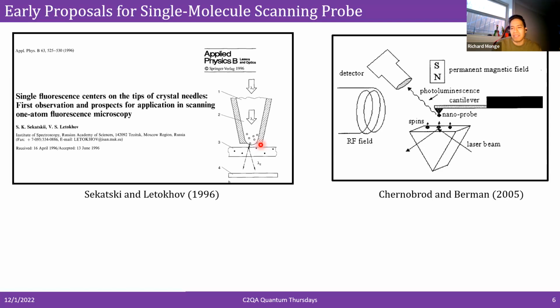But in 2005, Chernobrod and Berman proposed using individual spins to probe very weak magnetic fields. And the basic principle relies in this proposal on microwave-induced spin transitions, or radio frequency induced spin transitions, which can ultimately be detected via the change in the luminescence intensity of that spin.